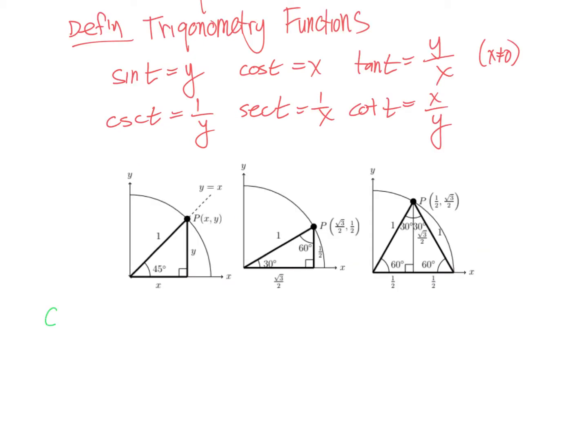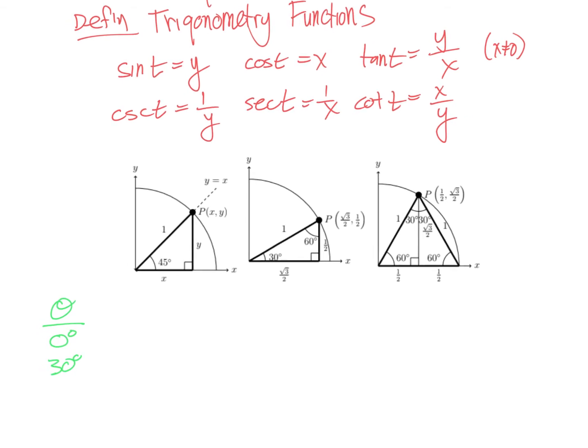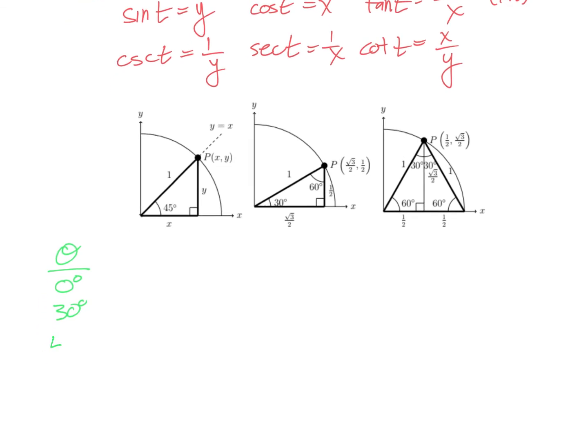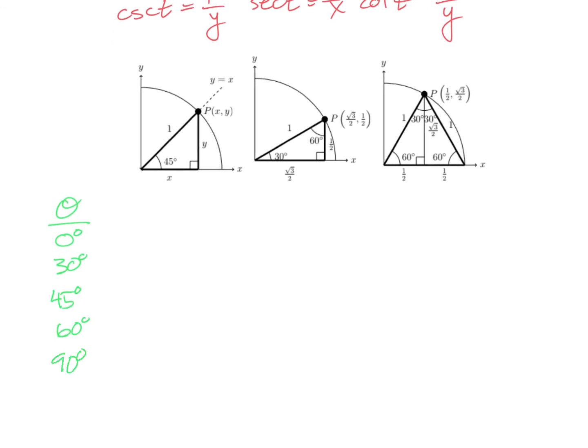Now, there are some special angles that we often use in trig. And those are 0, 30 degrees, 45 degrees, 60, and then 90. And if you recall, we can write them in radians as 0, pi over 6, pi over 4, pi over 3, and pi over 2.